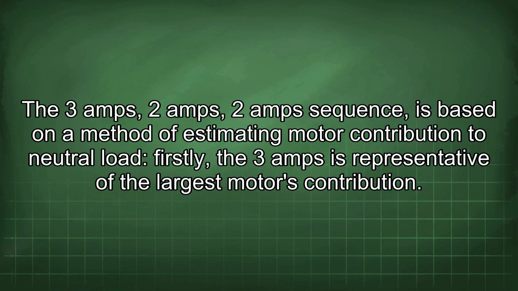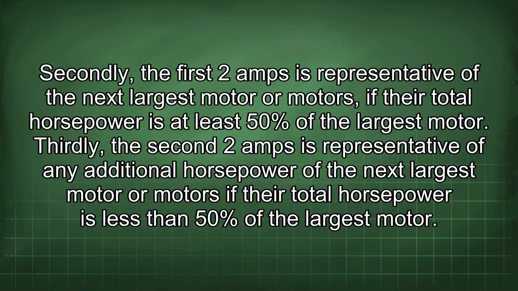Firstly, the 3 amps is representative of the largest motor's contribution. Secondly, the first 2 amps is representative of the next largest motor or motors, if their total horsepower is at least 50% of the largest motor. Thirdly, the second 2 amps is representative of any additional horsepower of the next largest motor or motors if their total horsepower is less than 50% of the largest motor.